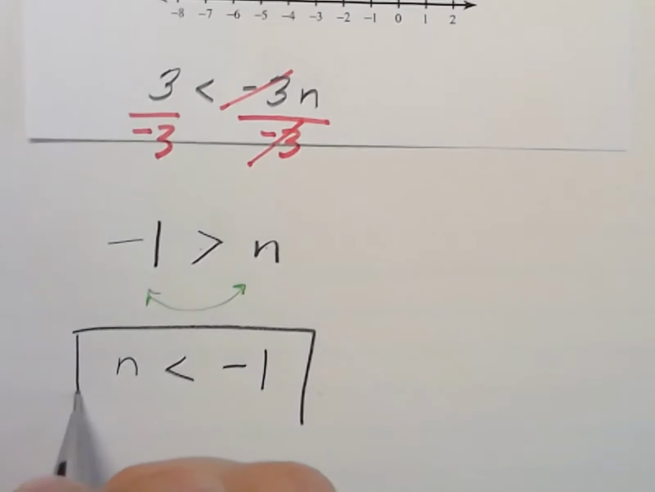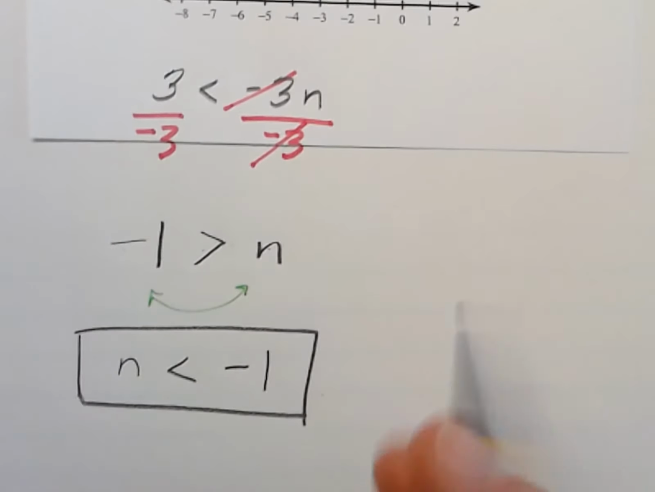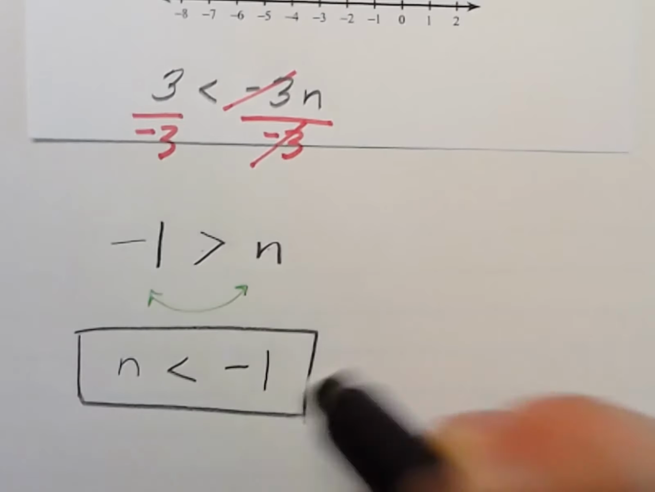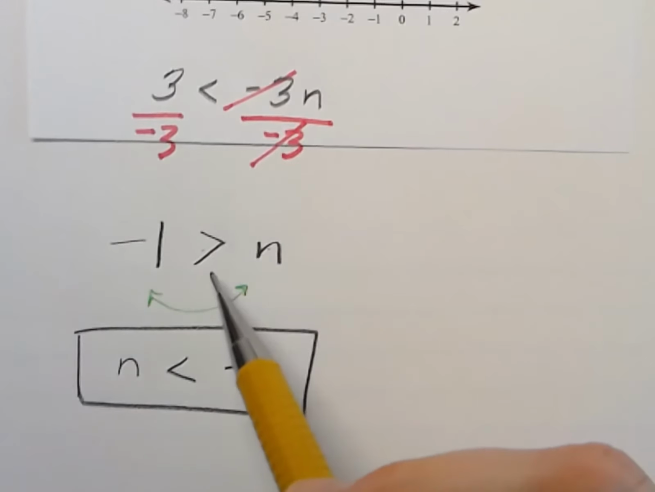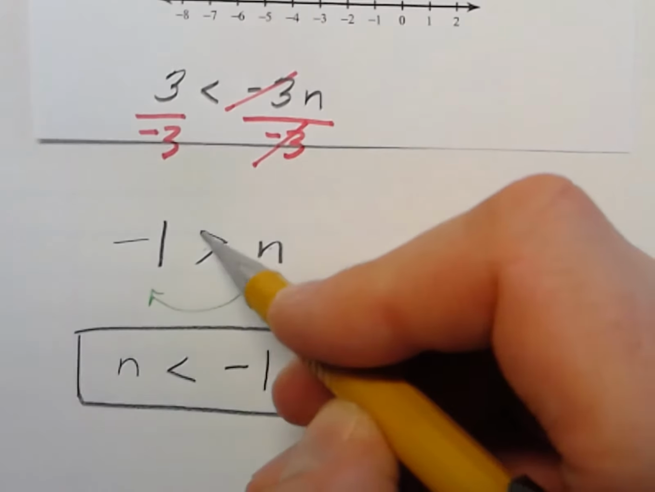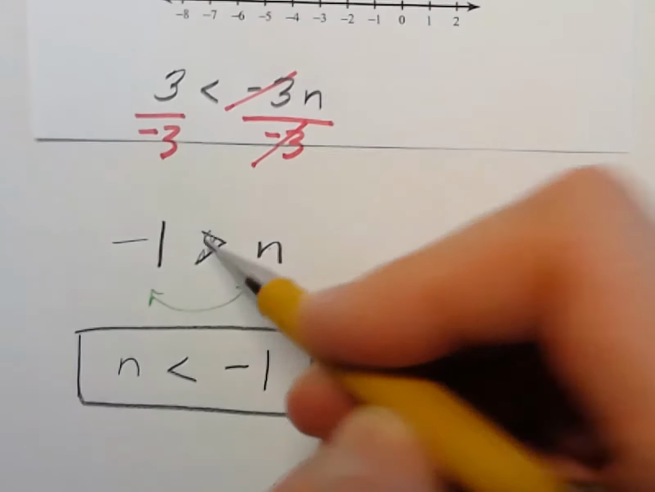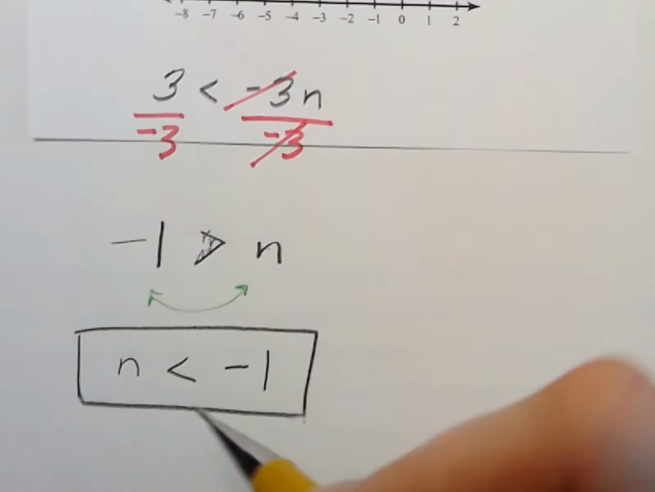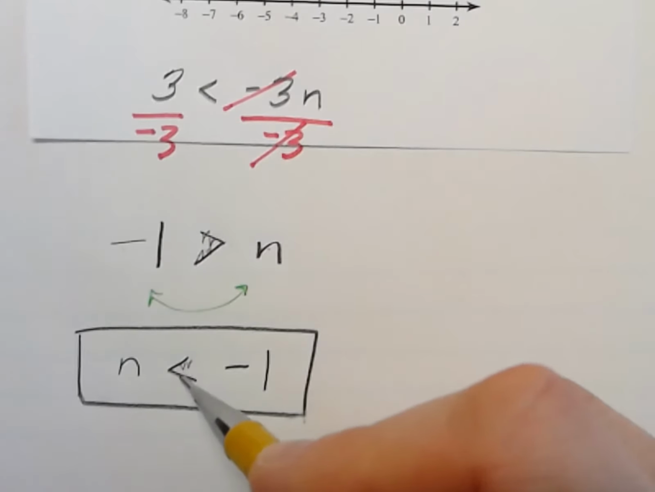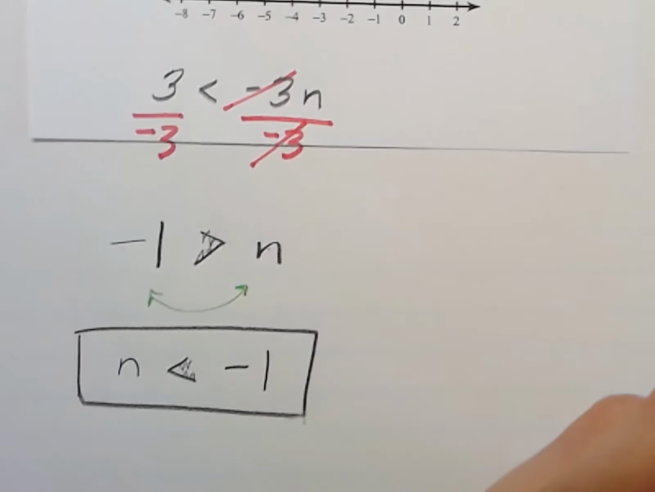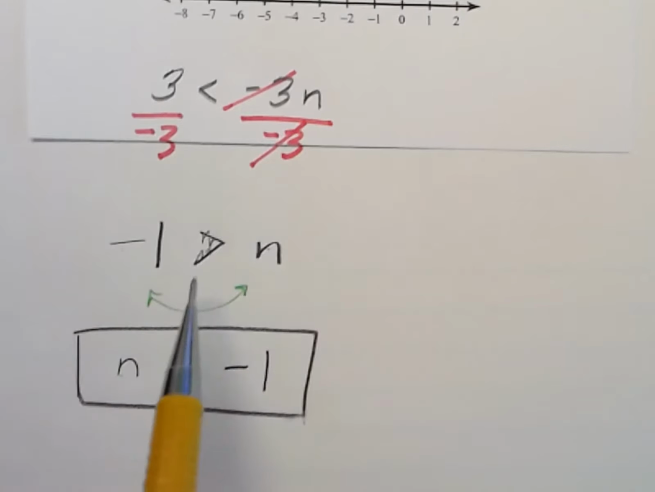So there we go, right? And the reason that I flipped the sign there, going from this way to this way, is that I'm just rewriting the whole thing. So if the alligator here was eating the minus 1, we still want it to be eating the minus 1 right there, right? Okay. So n is less than negative 1, and it's not equal to, so we don't make it equal to. So it's just n is less than negative 1.